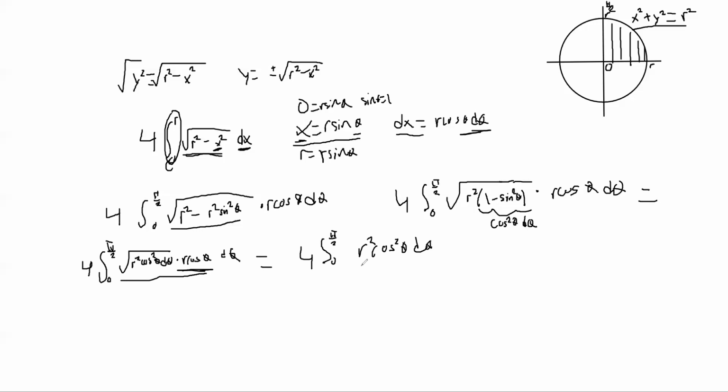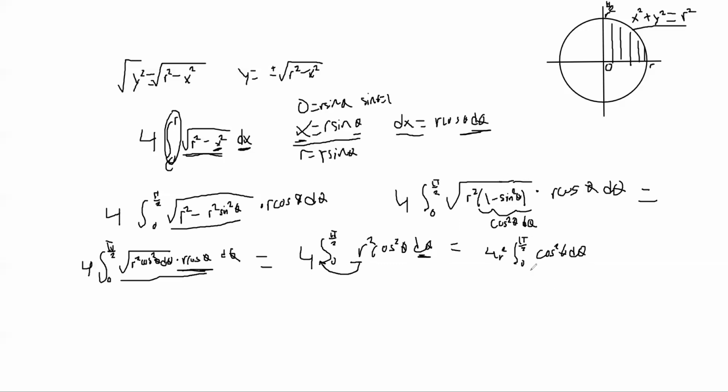All right, so we've actually simplified this quite a bit, but there's still some more work left to be done. So this r squared is technically a constant, right? It could be any number. It's not a variable because we're integrating with respect to theta. So this r squared is treated as a constant, which means I can bring this out here and rewrite this as 4r squared times the integral from 0 to pi over 2 of cosine squared theta d theta.